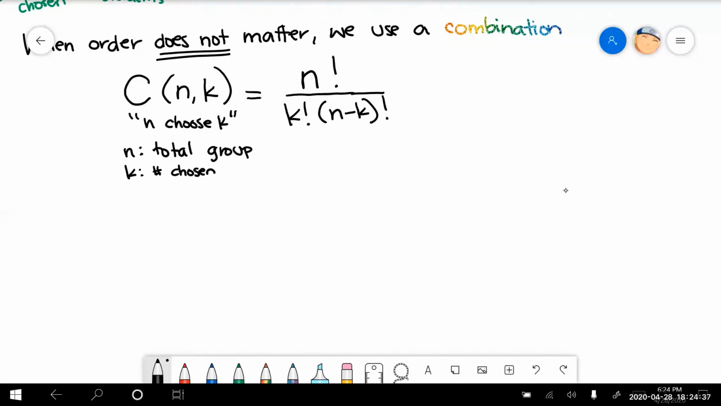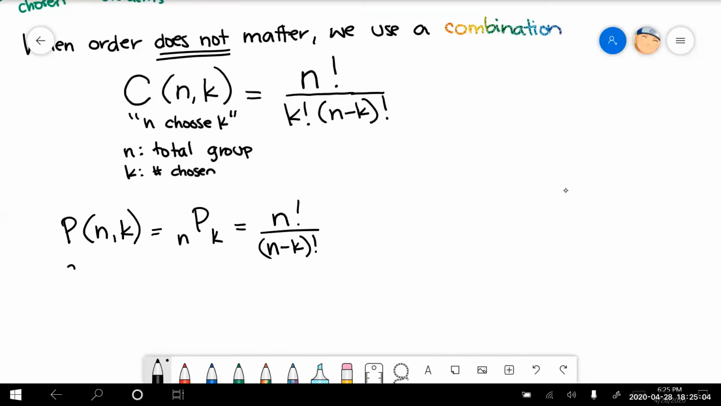For example, I believe in ALEKS for permutations, we used P and then N choose K, well, they use NPK, but ultimately it works the same. We still have N factorial over N minus K factorial, right? The group divided by the leftovers. And the same thing happens with combinations, okay?